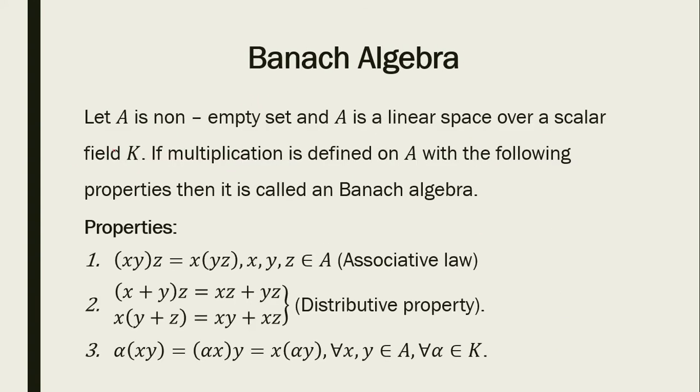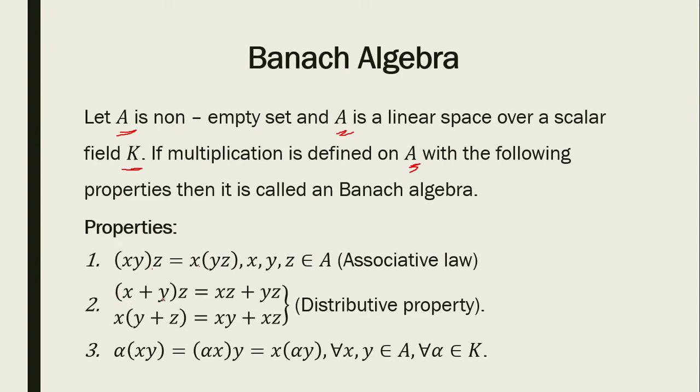Banach algebra. Let A be a non-empty set and A is a linear space over a scalar field K, and if multiplication is defined on A with the following properties, then it is called a Banach algebra. Property first, (xy)z is equal to x(yz) for every x, y, z belongs to A. This is the associative law.